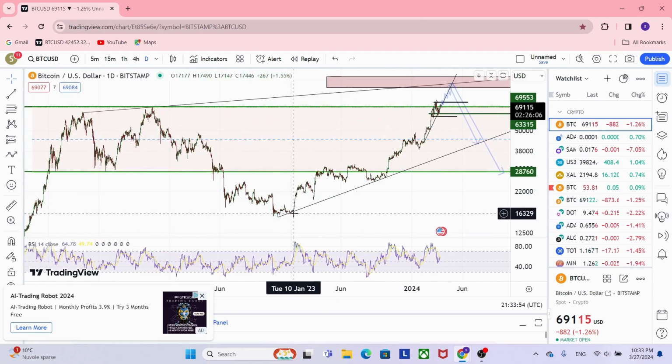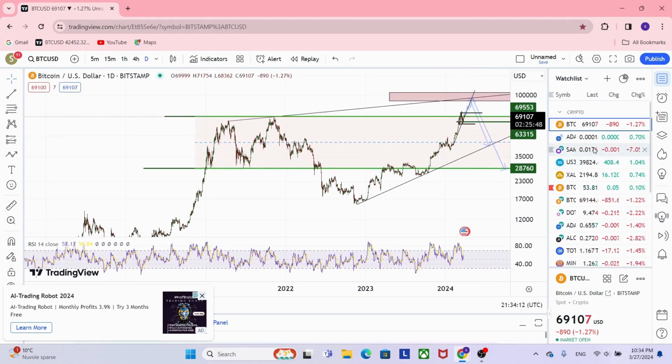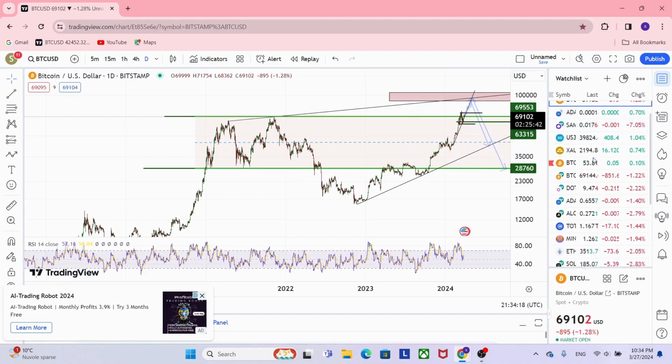If you have entered here or here at lower prices, in my opinion, it's not a bad place to risk your portfolio. For example, you can cash out your initial investment and put the rest to play to whatever target you have based on whatever methodology you know. Okay, let's take a look at other altcoins.